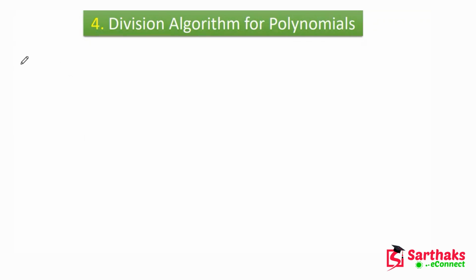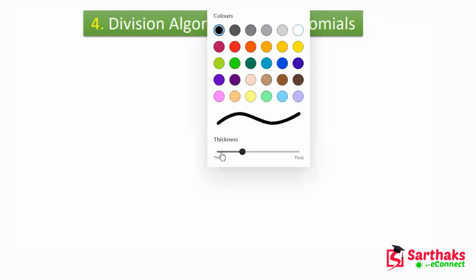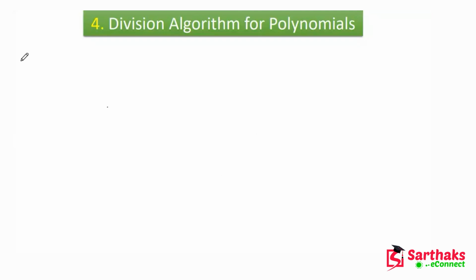Let's suppose we have an example. For example, we have to divide minus x cube plus 3x square minus 3x plus 5 by minus x square plus x minus 1. So you have to listen very carefully, friends.